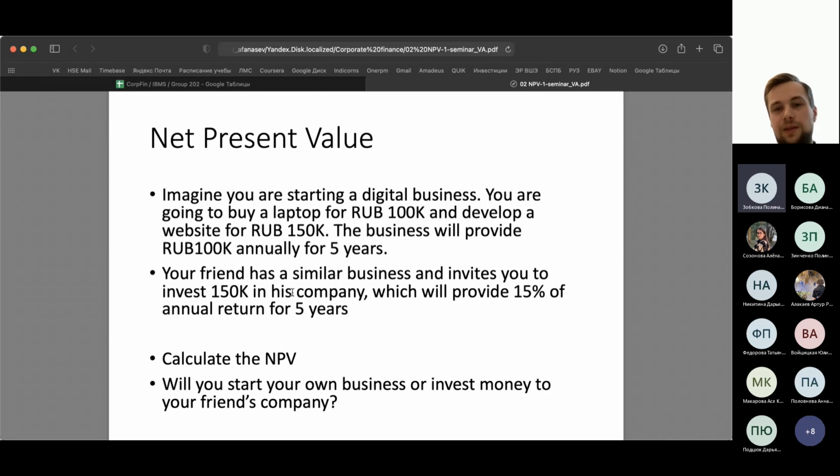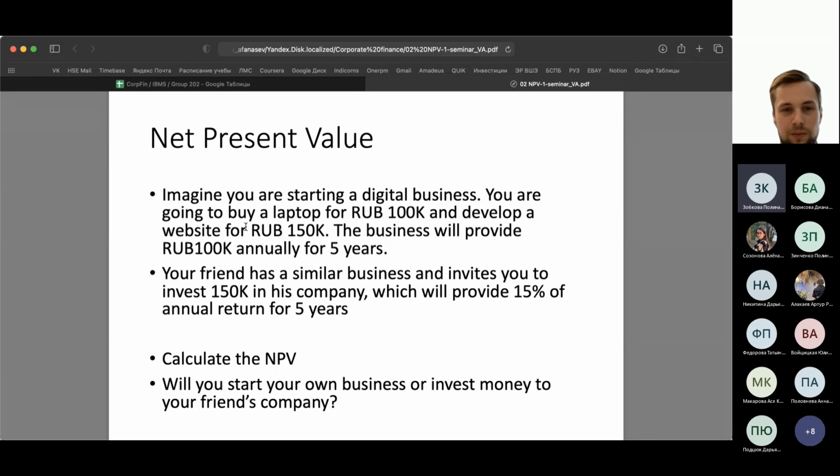And actually, your friend has a similar business. He does the same thing, the same digital business. And he invites you to invest 150,000 in his company instead of starting your own company. His project will provide 15% of annual return for 5 years. So in this case, what is the discount rate for your own project? Here you have two investment options.